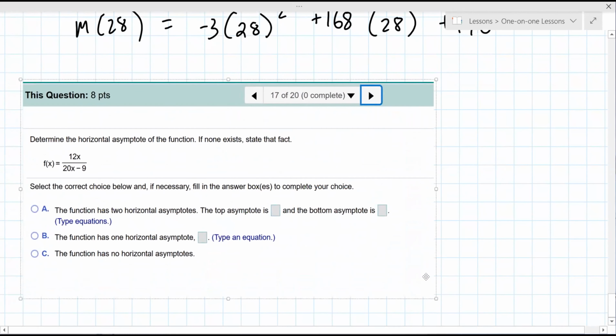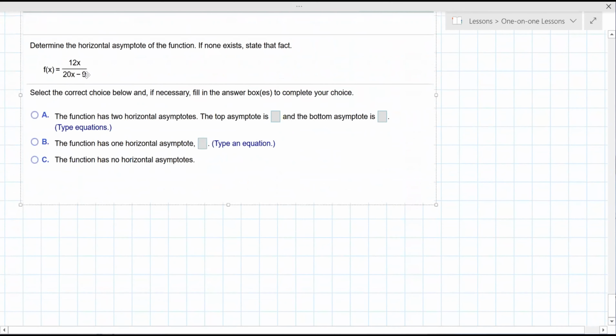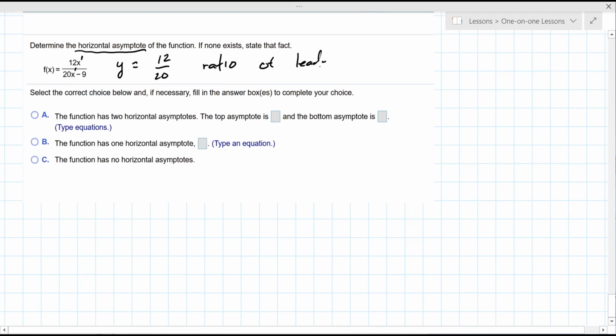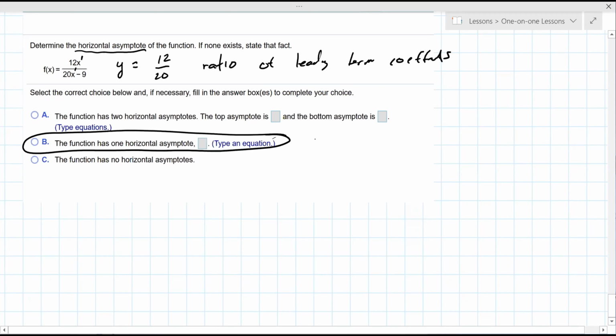Determine the horizontal asymptote of the function. From your previous classes, there are really three cases here. It depends on the degree of the numerator and the denominator. They're both powers of 1. So your horizontal asymptote is y equals 12 over 20. It's the ratio of leading term coefficients. So it only has 1 horizontal asymptote. Type an equation, y equals, and you need to reduce that: 3/5.